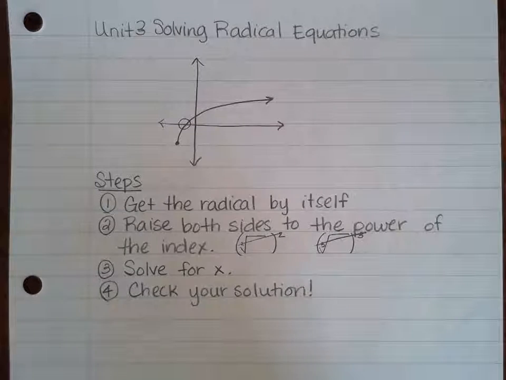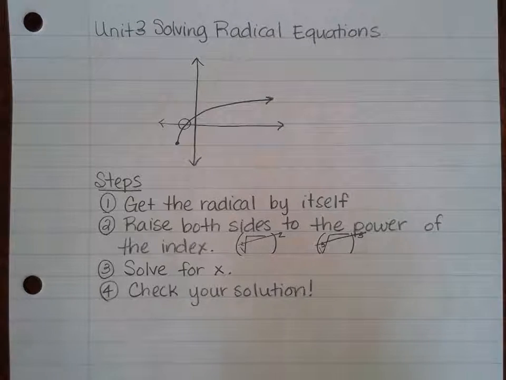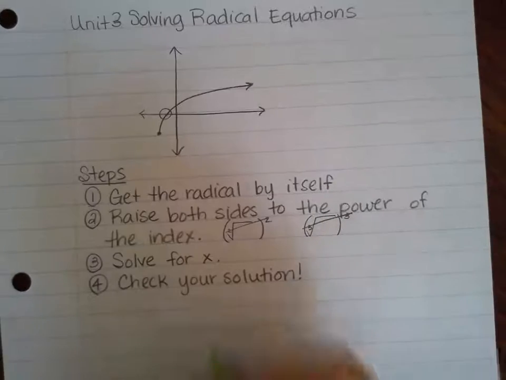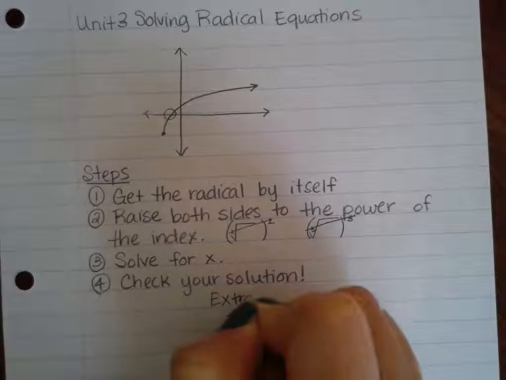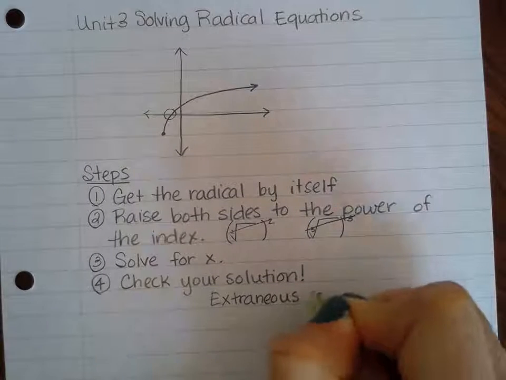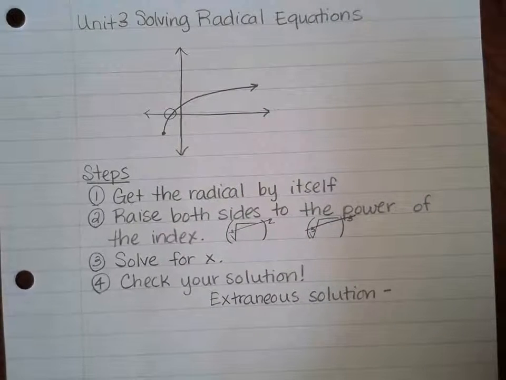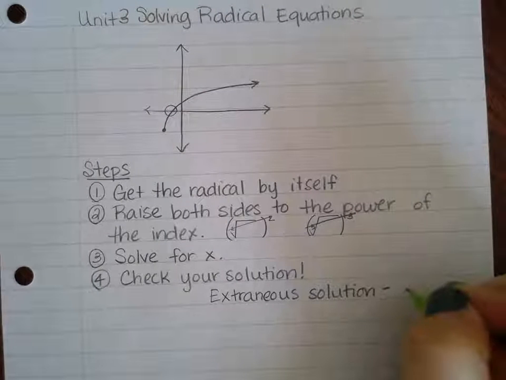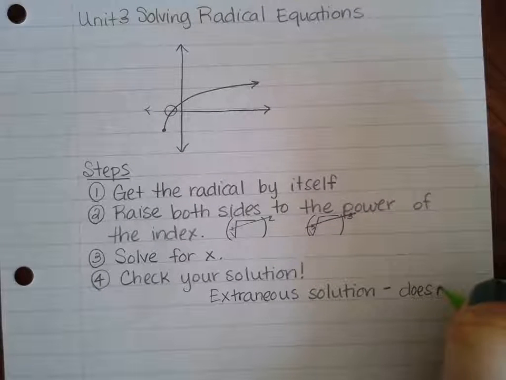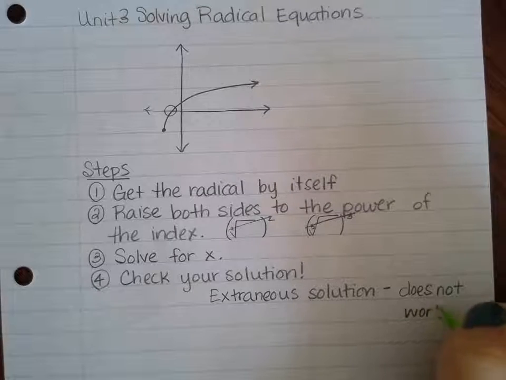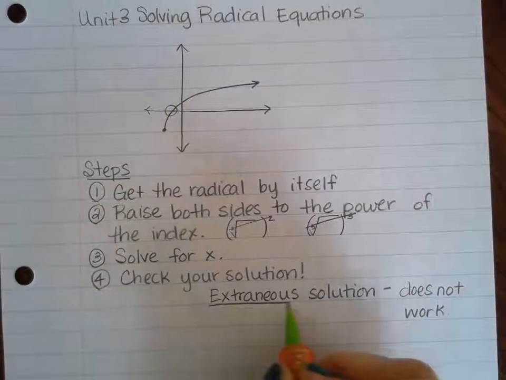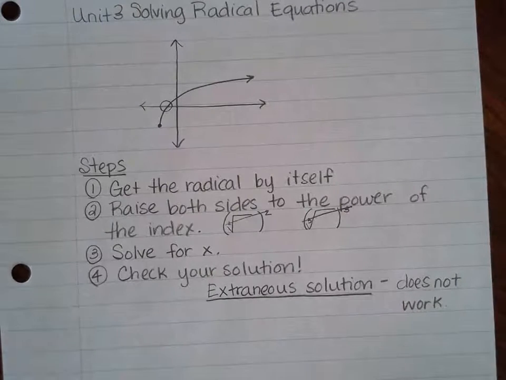So when we check our solution, sometimes, a very small part of the time, we have a solution that just doesn't work. Even though we did all the algebra correctly, it still doesn't work. So that is called an extraneous solution. And that's when you plug it back in, which we're going to be doing for step 4, and it just doesn't work. Okay, so get used to that vocabulary. When you see that, that means that it's a solution that just doesn't work.